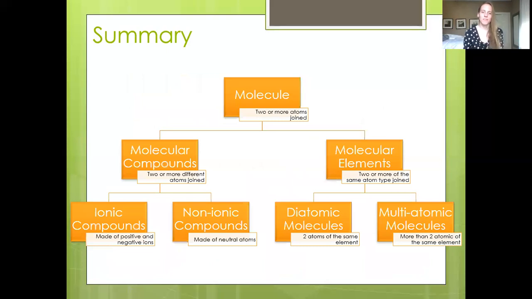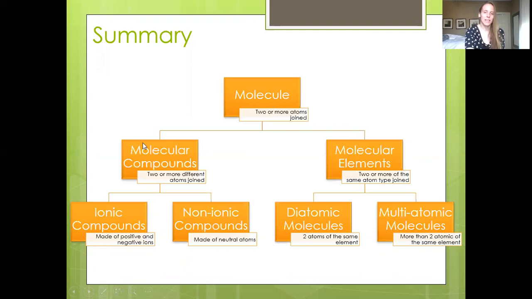Okay, so a summary of these different types of compounds. You've got molecules, which are just anytime you have two or more atoms joined. Those could be molecular elements, which are made of only one type of element. Those could be our diatomic molecules or our Hofbrinkel, or they could be things like ozone, which have more than just two of that element.